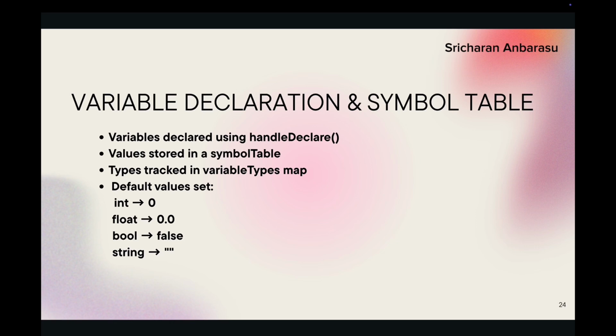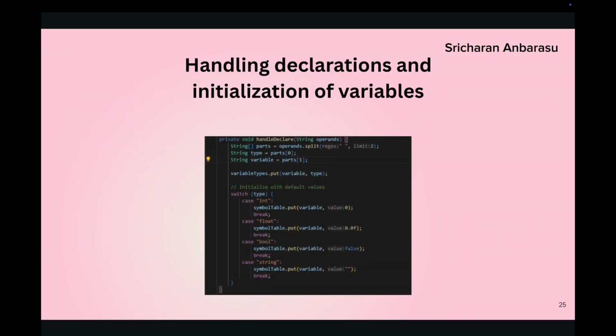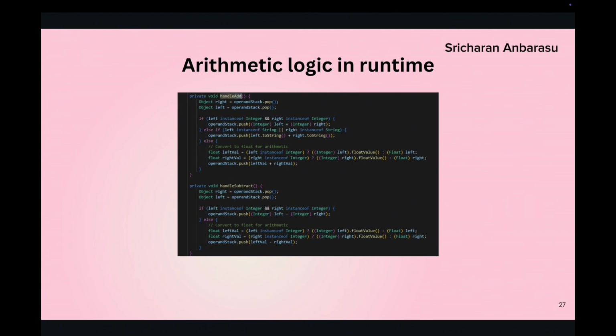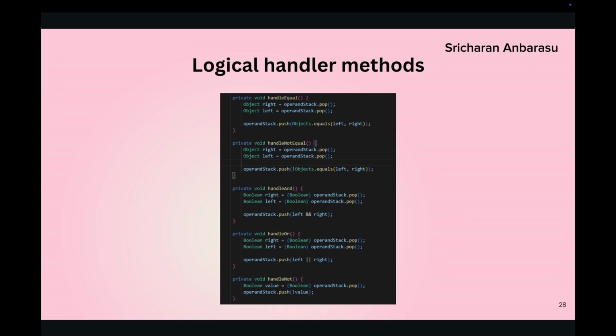Our variable handling is equally straightforward. We maintain a simple table that maps variable names to their values, and a variable types map to track data types. When variables are declared, they are automatically initialized with sensible default values. Integer starts at 0, floats at 0.0, booleans as false, and strings as empty. The arithmetic and logical operations in our runtime demonstrate how we've implemented type handling. For example, our addition operation can handle both numeric addition and string concatenation, detecting the operand types and choosing the appropriate behavior.